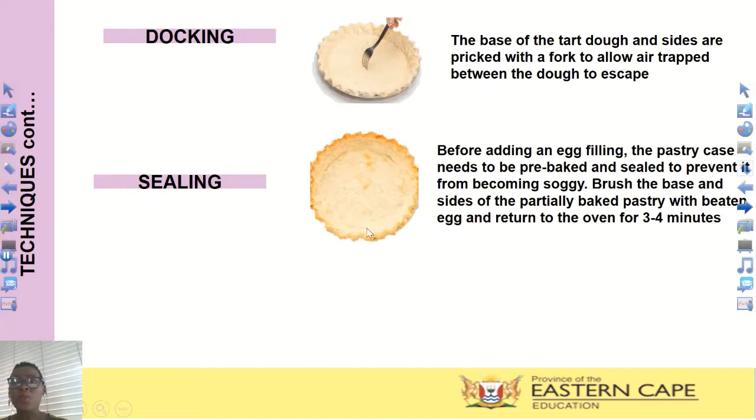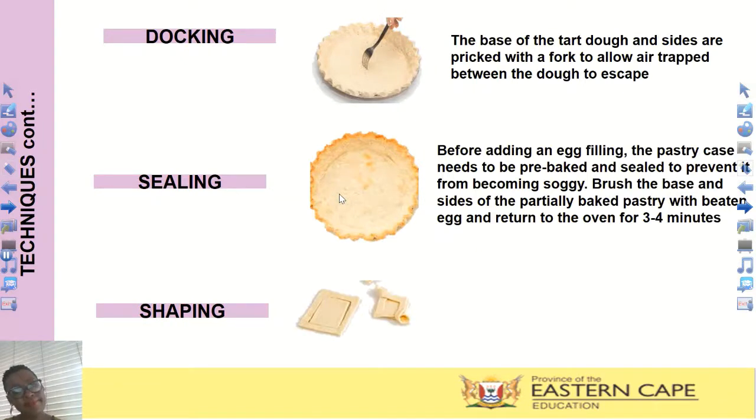So you brush the base and the sides with beaten egg, and then you return it to the oven for 3 to 4 minutes if you are sealing it, and then you add your egg and cream mixture, and then you finish off the baking process.